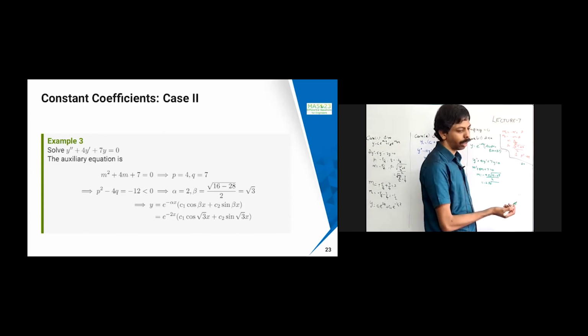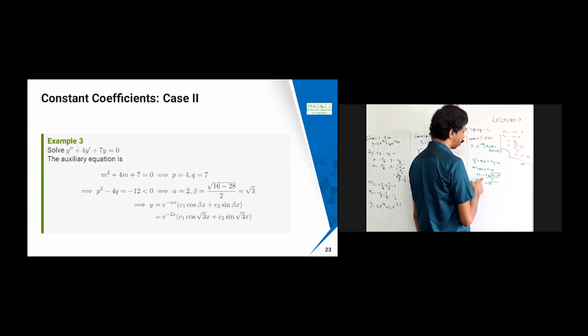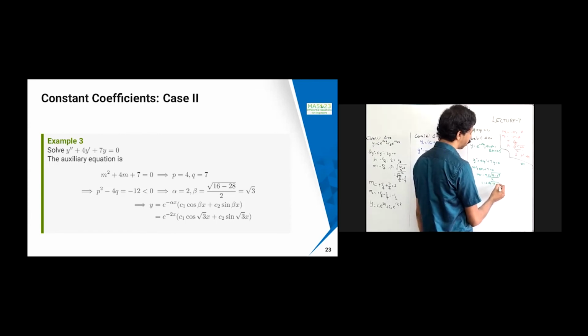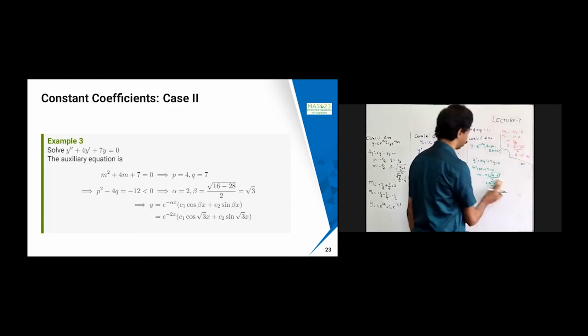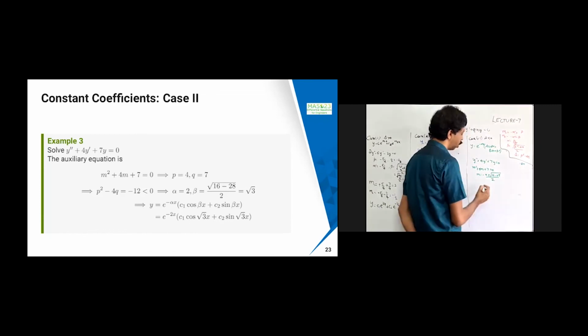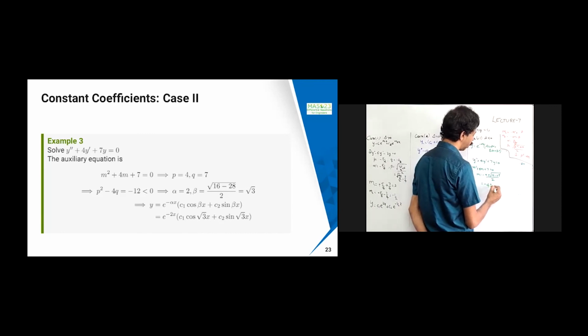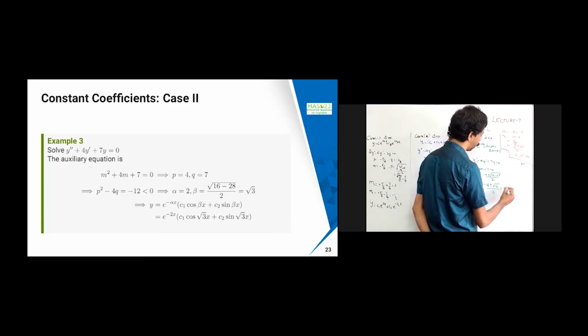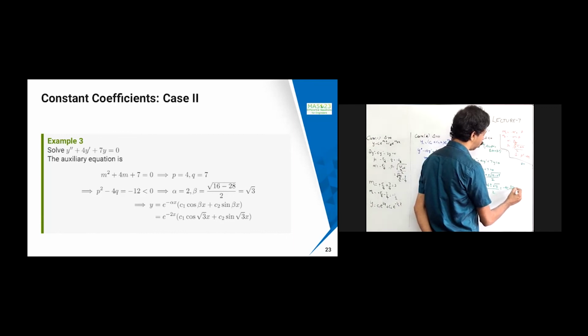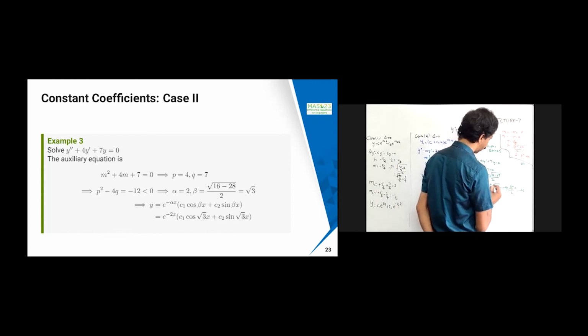Therefore, I can write it as m equal to minus 4 plus or minus square root of 16 minus 28, by 2. So, I'm going to get minus 2 plus or minus square root of minus 12 is going to come. So, I'm going to write it as square root of 12 into i, divided by 2. So, this is going to become like minus 4 plus or minus square root of 12 divided by 2. So, that I can write as 4 into 3. Therefore, this is going to become like minus 2 plus or minus i root 3.